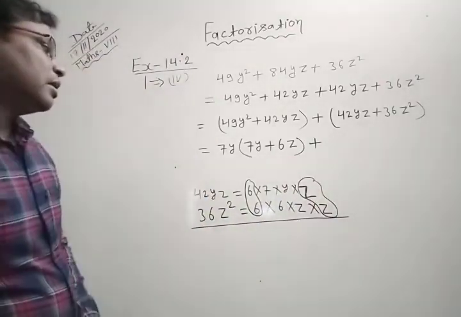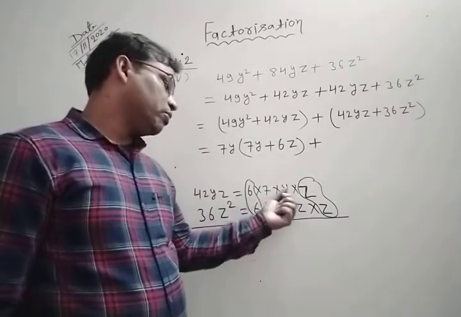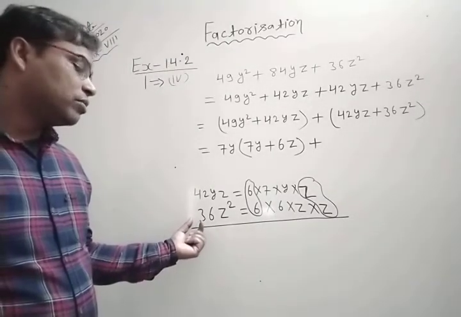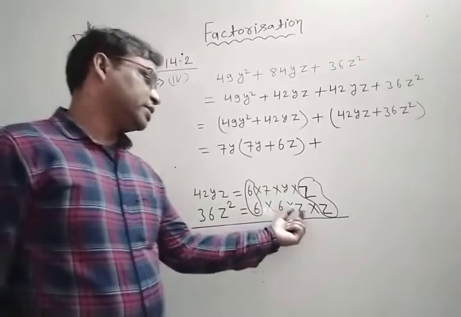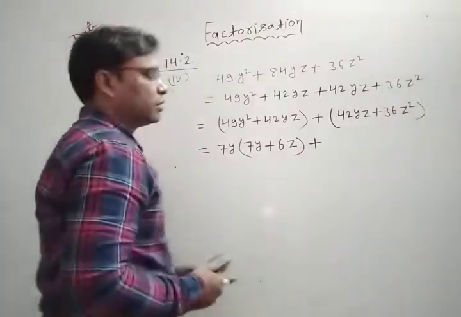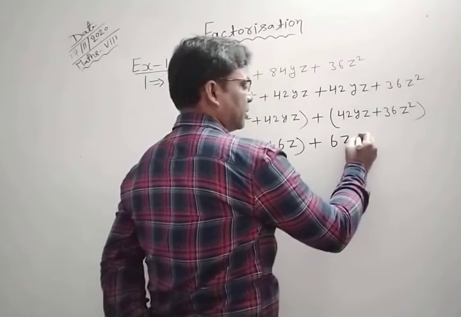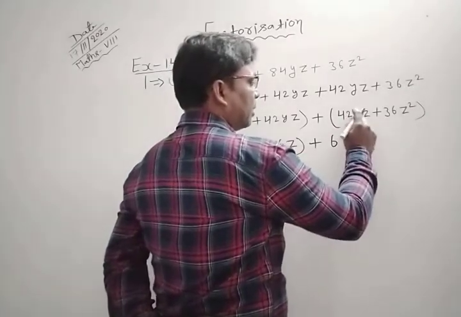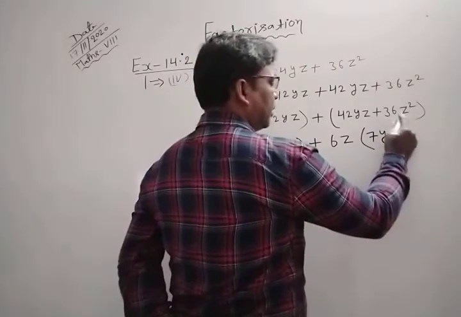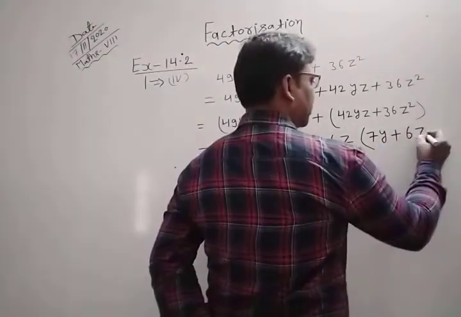If you take common 6z in first term of group second, then you have 7y, and again you take common 6z in second term of group second, then you have 6z. Okay, so let's see common of second group. So here we take common in second group is 6z. When you take common 6z in second group, then here we have 7y, and here if we take common 6z, then here we have again 6z.